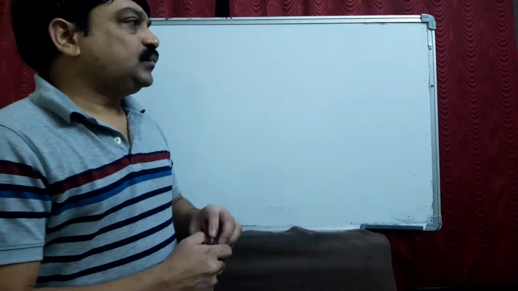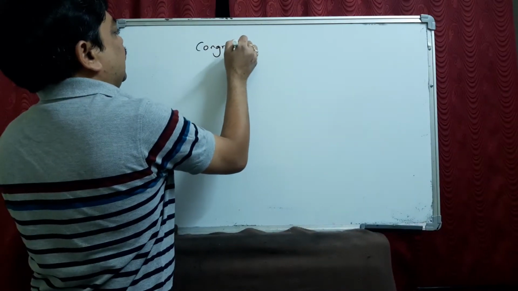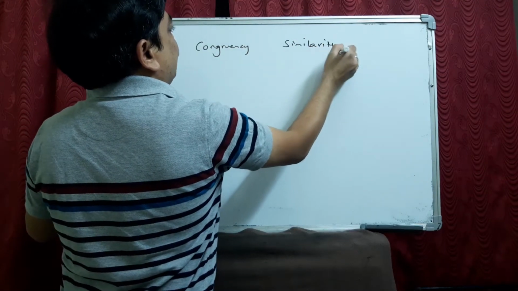The same properties are also there for similarities and the theorems are also there, but the theorem proofs are not required. We apply only the concept of the theorems. Now what is similarity and what is the difference between similarity and congruency? I'll tell you.